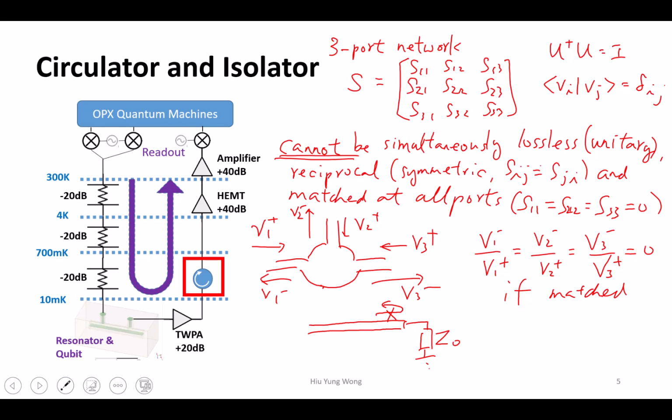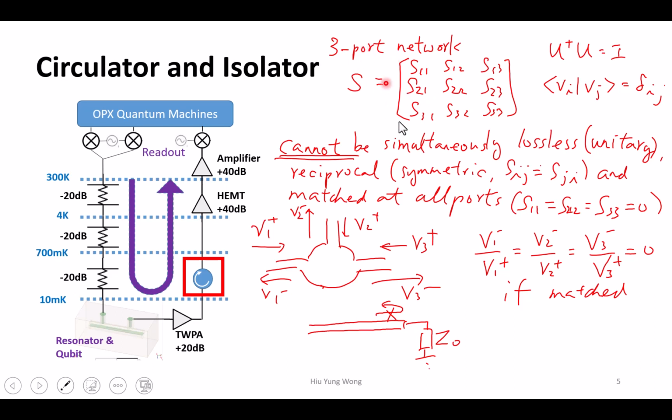Okay, any questions? Is it cannot be reciprocal or only reciprocal? A three-port network cannot be simultaneously lossless, reciprocal, and matched at all ports. You cannot have all of them at the same time. Okay. You cannot have three wishes at the same time.